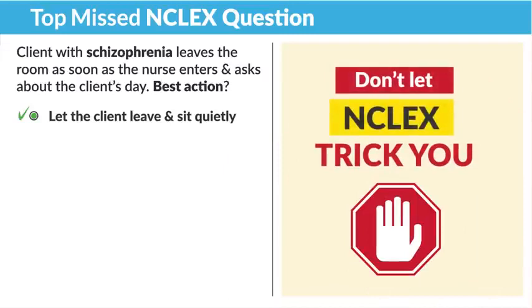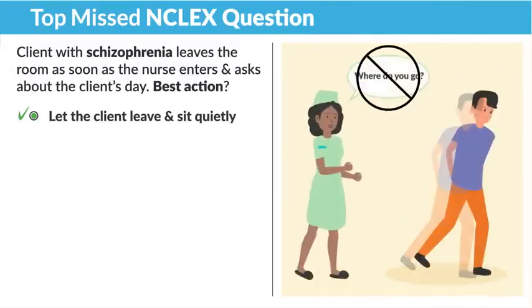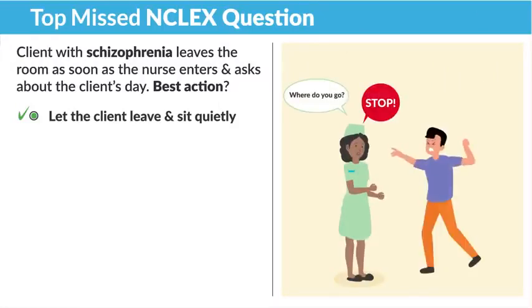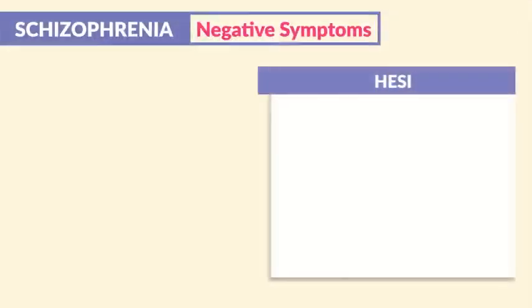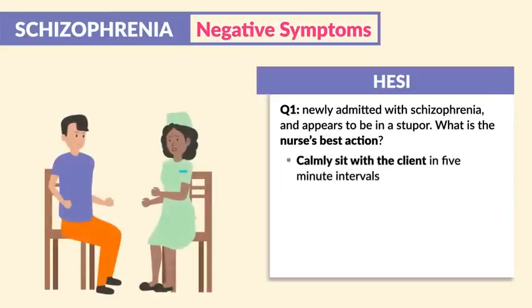So don't let the NCLEX trick you here. Don't try and stop the client, and don't follow the client or even ask where the client's going. All these are non-therapeutic and will cause more anxiety and even more paranoia in the schizophrenic patient. So HESI mentions a client newly admitted with schizophrenia and appears to be in a stupor. What is the best nursing action? Calmly sit with the client in 5-minute intervals. Yes, short, frequent contacts. This builds trust.